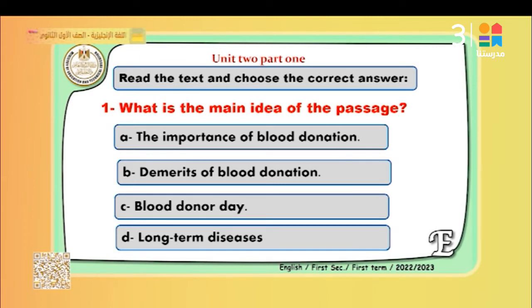What is the main idea? The importance of blood donation, the demerits of blood donation. Demerits means disadvantage. Was he talking about the disadvantages or demerits of blood donation? Blood donor day, long-term disease. Which one do you think? Yes, of course, very good. It's the importance of blood donation. So the whole passage is talking about the importance of blood donation.